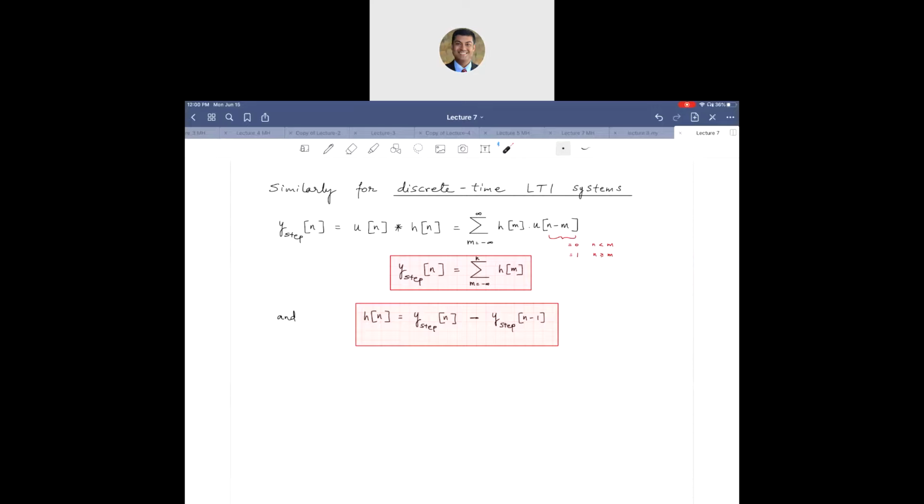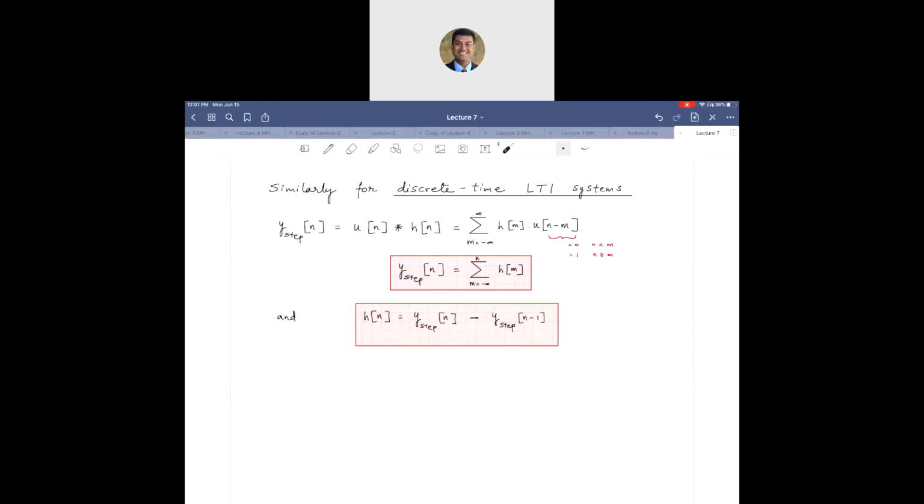So if we use that, we can write y step of n as simply the sum from m equals negative infinity to n of h of m. So sum up all the elements in the impulse response to get y step until that time. And similarly, I can rearrange this to write the impulse response as the first difference of the step response. h of n is y step of n minus y step of n minus 1, which is related to the same definition over here.